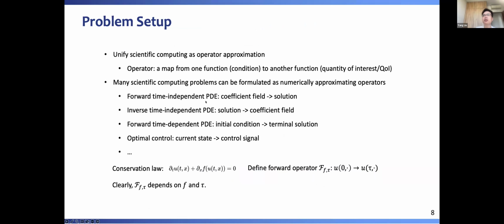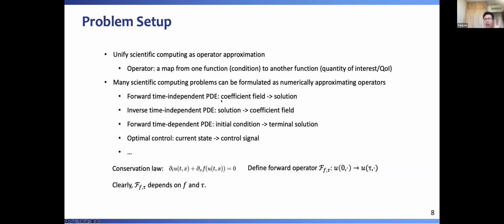Now I want to give a more detailed problem setup. Firstly, we unify scientific computing problems as operator approximation. Here the operator is basically a map from one function, which I call the condition, to another function, which I call the quantity of interest, or QI in short. Many scientific computing problems can be formulated as numerically approximating operators.